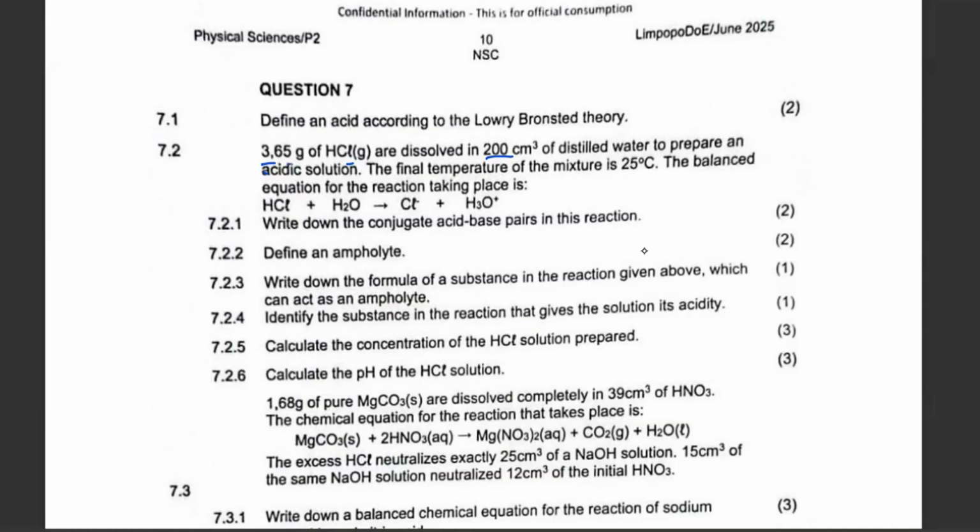The balanced equation is okay, it's placed. They're saying that hydrochloric acid plus water gives you chloride ions plus hydronium ions. Write down the conjugate acid-base pairs of this reaction. If this is an acid, then therefore this is a base. So let me just write it. Hydrochloric acid plus H2O gives you chloride ion plus hydronium ion.